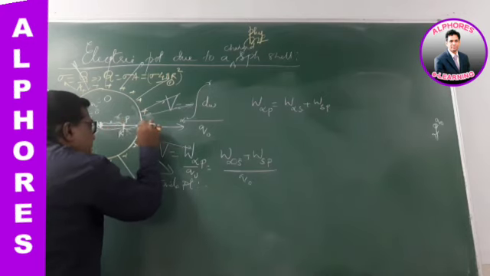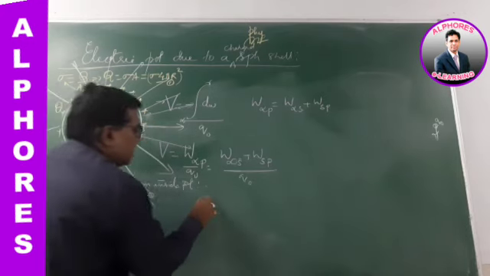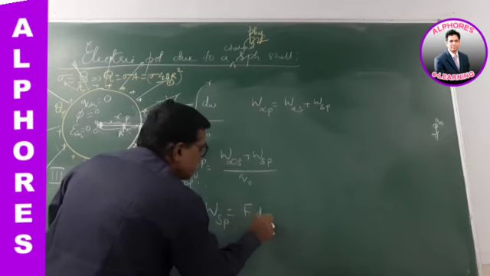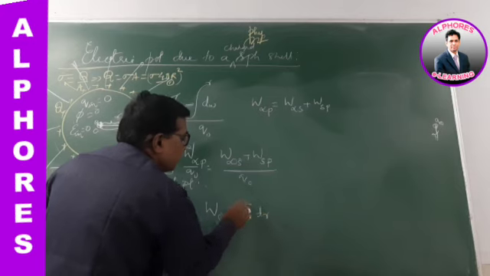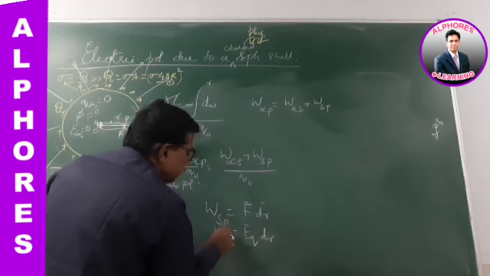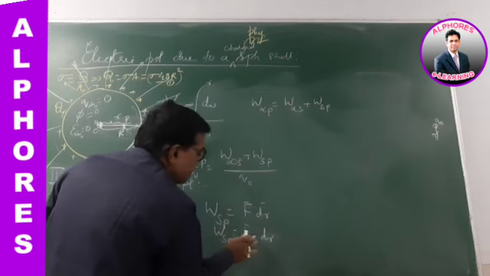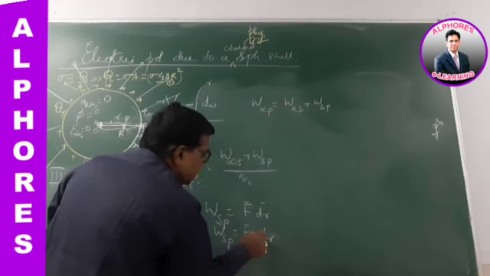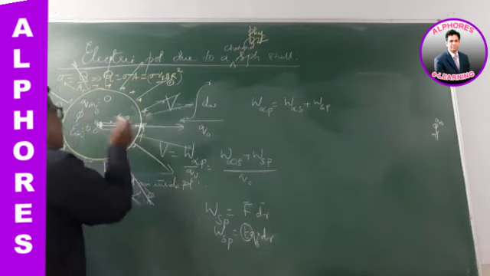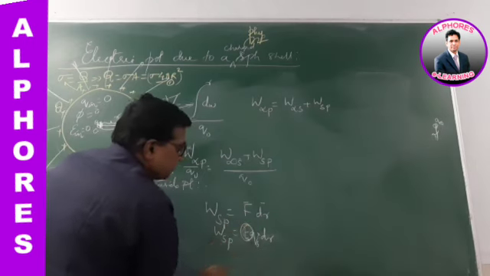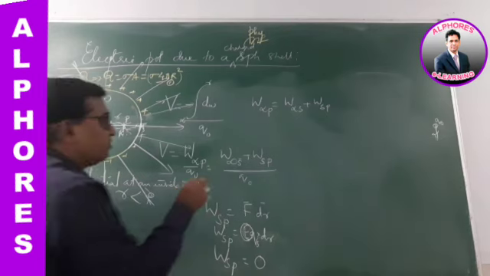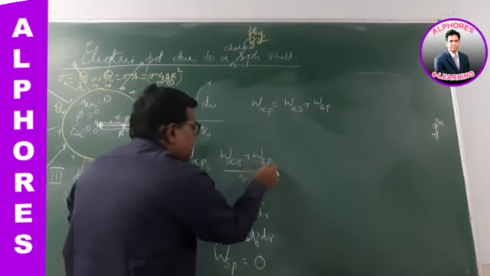So while moving from the surface to point P, the work done is force into displacement, force into dr, right? But the force F is EQ into dr. The work done from the surface to point P is the electric field E into charge q naught into dr, but E inside the sphere is 0. So the work done in moving from the surface to point P is 0, and this term is 0.